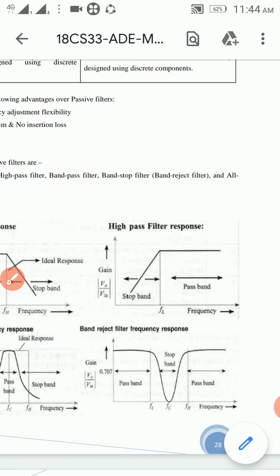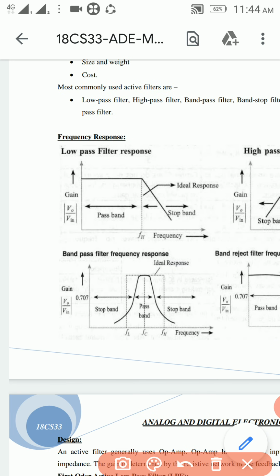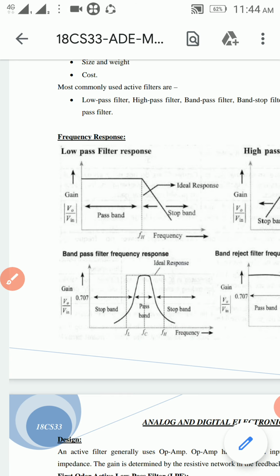Third one, the band pass filter response, is also a frequency versus gain graph. Below FL there is a stop band, between FL and FH, with center frequency FC, there is a pass band in the ideal response, and above FH there is a stop band. This is the band pass filter response.